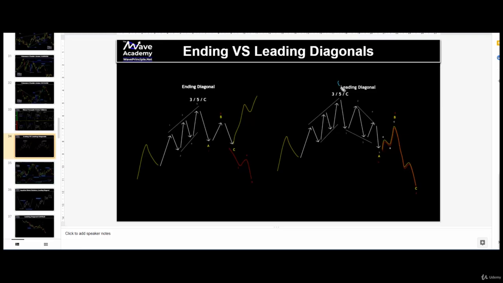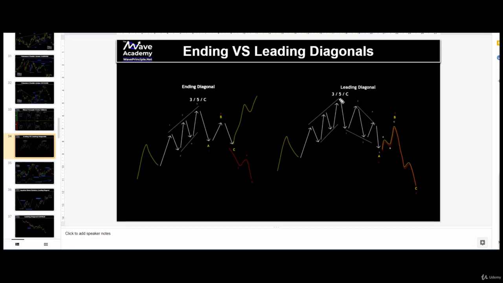On the other side, we have the leading diagonal. Leading diagonals happen at the first wave when the change of trend is happening. It always happens in wave A or 1, and that can be inside of a corrective wave or the initial part of an impulsive sequence. If you see a diagonal and then another diagonal happening, it's most likely to be a leading diagonal, and at least 3 movements are going to happen.